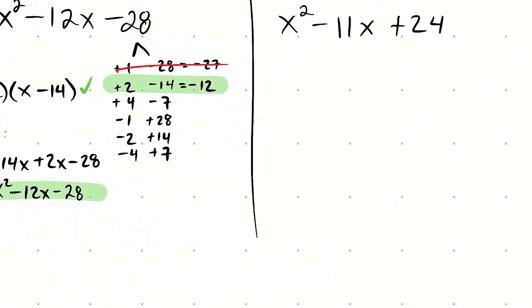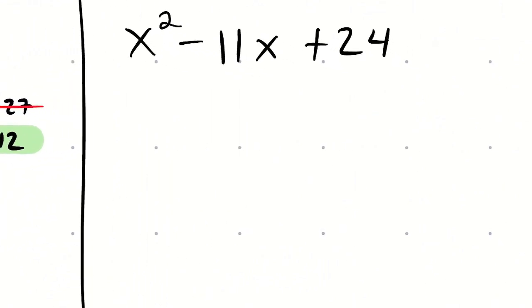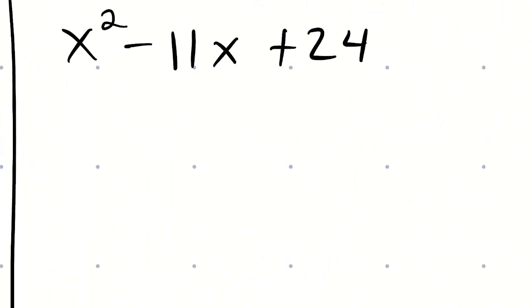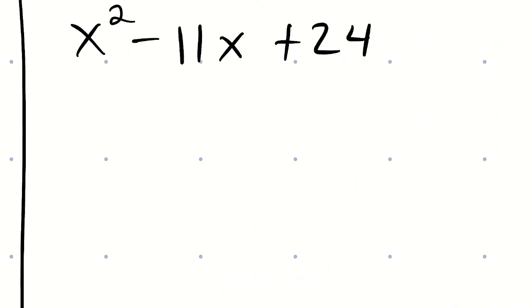So now let's look at this last problem. Gotta zoom in here. Okay, so again, we're looking for factors of positive 24 that add up to give you negative 11. So I know it's gonna be a large negative number, so I'm gonna start with large negative numbers. So 2 times negative 12, that's gonna be negative 10.